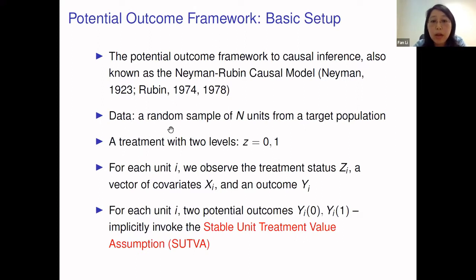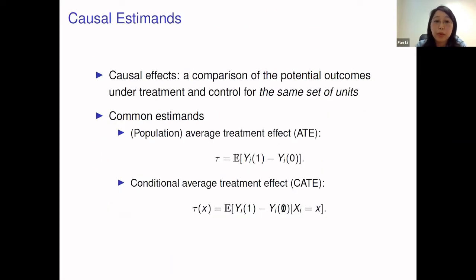So, the basic setup. Let's say now we have a random sample of n units from a target population. Each unit receives a treatment, and this treatment has 2 levels, 0 and 1. For each person, we observe the treatment status, a vector of covariates or confounders, and an outcome. The key point is that under this potential outcome framework, if we assume the stable unit treatment value assumption, each person has 2 potential outcomes, Y1 and Y0. And the key thing is, under this framework, the causal effect is just a comparison of the potential outcomes under treatment and control for the same set of units. So you're comparing apples with apples.